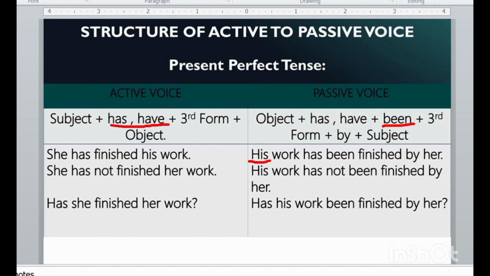Her work has not been finished by her. It is very easy. If it is negative, you have to do it in negative, and if it is interrogative, you have to do it in interrogative. We have to keep in mind: she has finished her work, or has she finished her work?